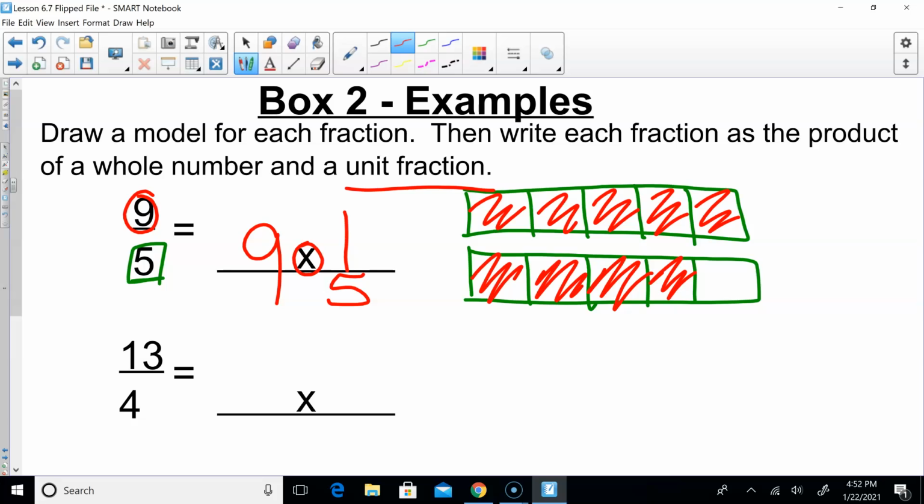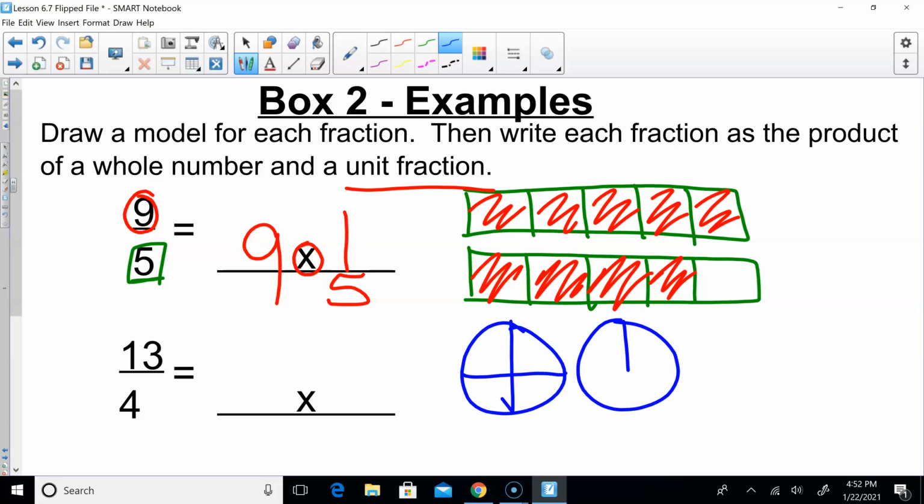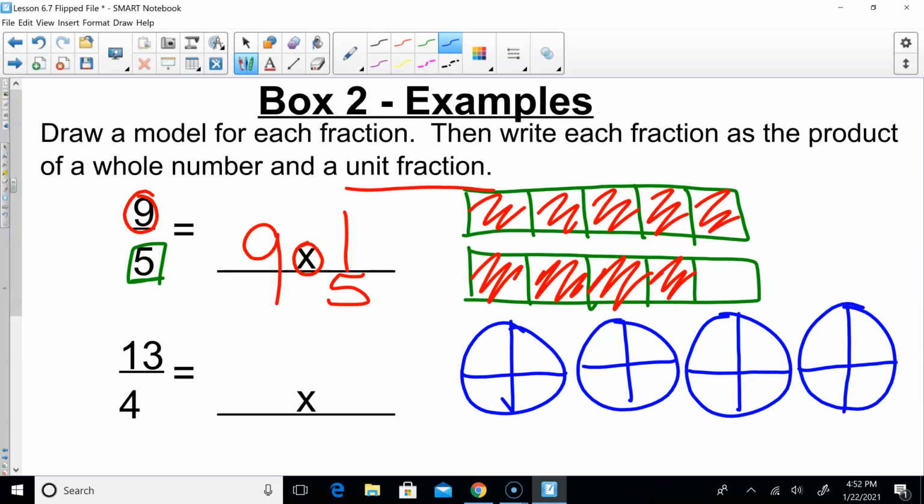And I got 13/4, so I need to draw some boxes of 4. I'm going to draw circles. 13/4. So here, 1, 2, 3, 4. Another one, 5, 6, 7, 8. Another one, 9, 10, 11, 12. Another one, 13, 14, 15, 16. That's more than a half, so that'll be perfect.